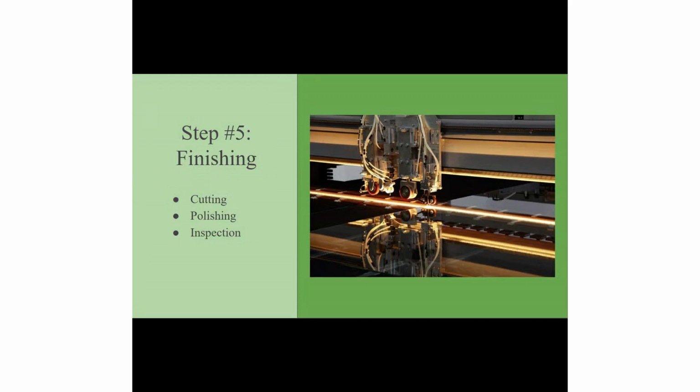The last step, number 5, is called finishing. So in the final step, the glass is finished. This can include cutting, polishing, and inspecting for any defects that might have happened in the manufacturing process. Any imperfect products are removed from the finished batches to ensure quality control.